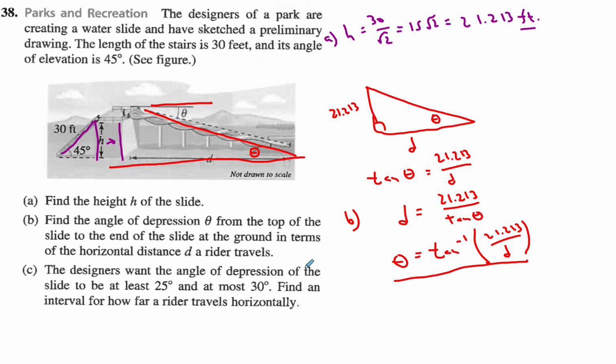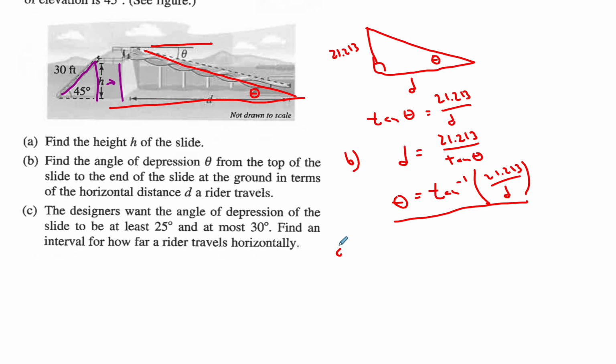So designers want the angle of depression of the slide to be at least 25 and at most 30. Find an interval for how far the rider travels. So in this case, they're telling us theta. So I'm going to use this because we want to figure out what d would be. So what I'm going to do is figure out what the distance is for 25 degrees. So tangent 25, and so that's going to be distance 1, and then distance 2 is going to be if we change the angle of elevation, or in this case depression, same thing though as we saw, to 30 degrees, right?